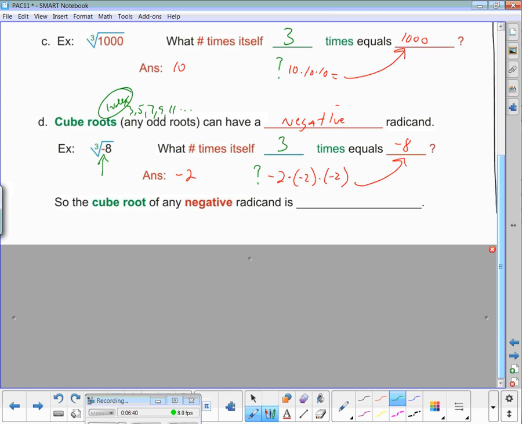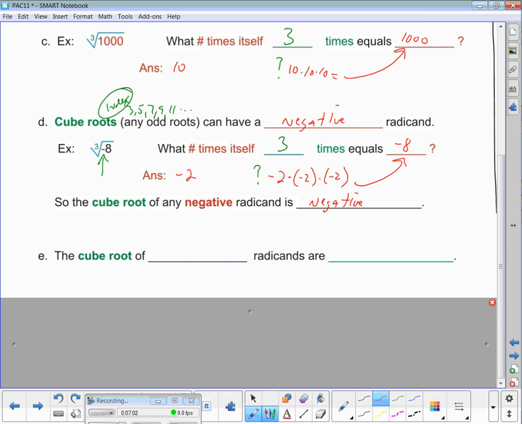All right, so the cube root of any negative radicand is going to have to be negative. The cube root of any negative radicand is negative. Gotta be. All right, E.